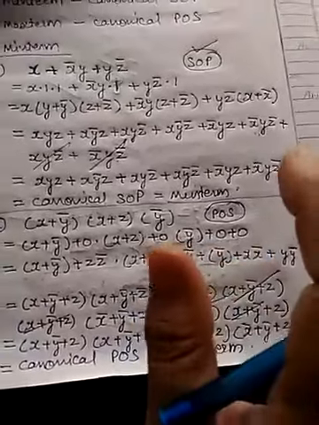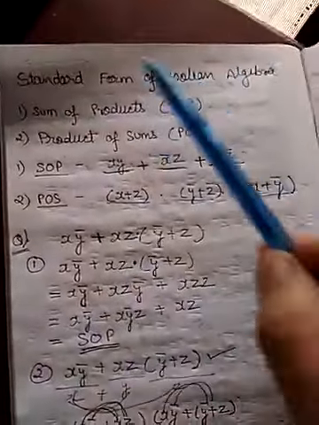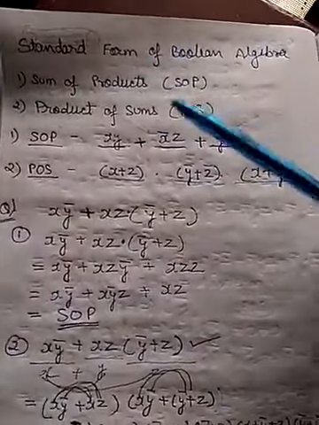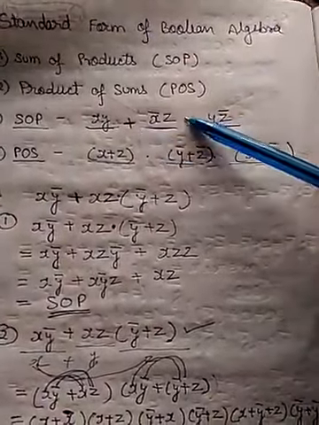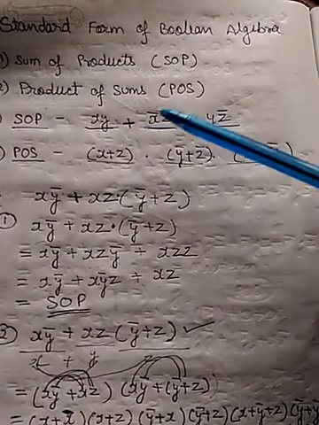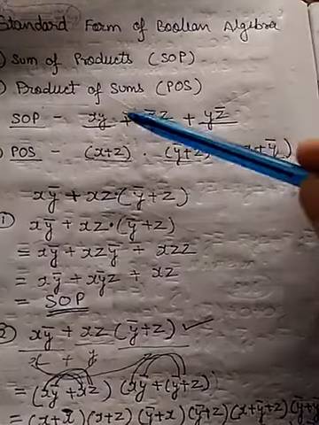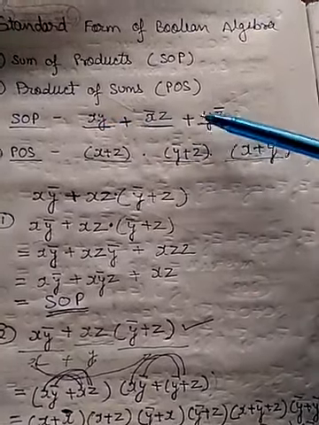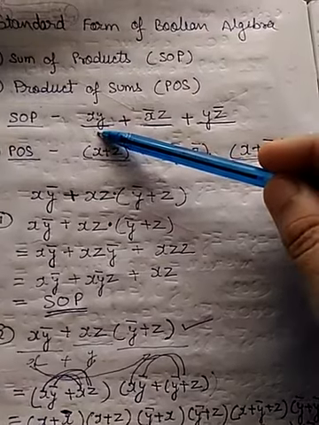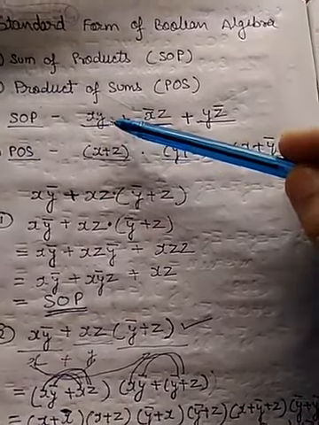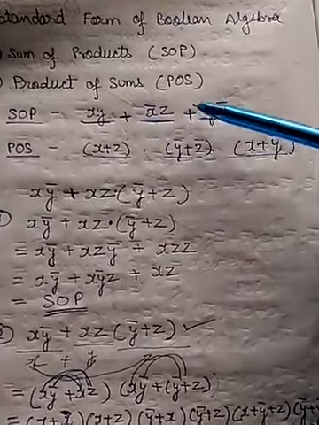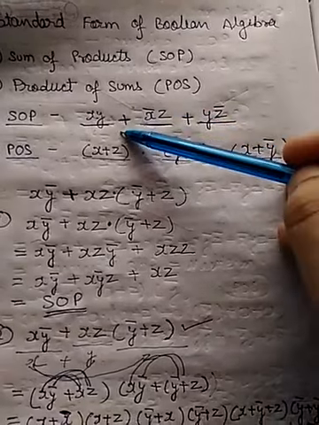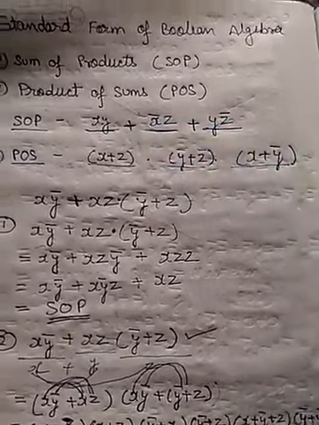Let us summarize. Don't be confused: standard form and canonical form. What is standard form? Standard form says that all the terms of the function must be connected with a single operator, either plus or multiply, and each term of the function should be in the same form, either in the form of product or in the form of sum. So if all the terms are in the form of product and sum exists between these terms, then we can say that it is sum of product.